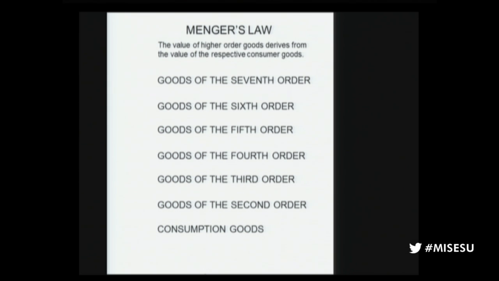And Menger's insight, which broke company with the classical school and certainly with Marxist ideas, is that while it's true that the production process starts at the higher order goods and goes to the lower order goods, how could it be otherwise? Time only runs one way.